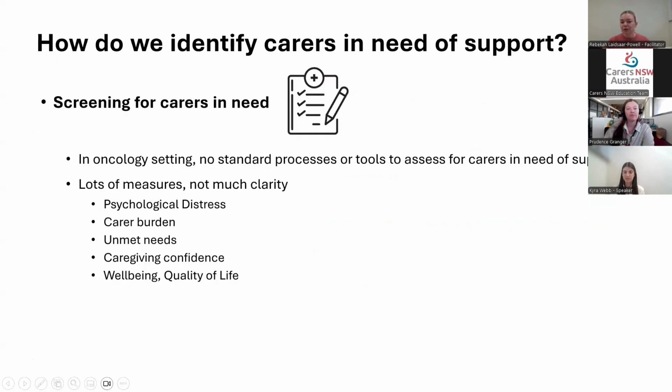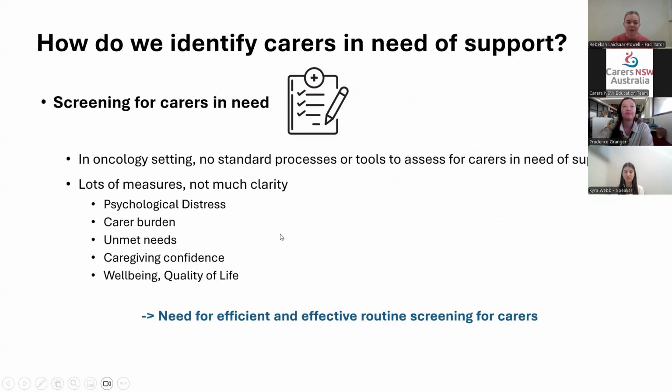One of the first questions we asked was, how do we identify carers in need of support? That's where screening tools come in. In oncology, as is the case in most carer settings, there are no standard processes or tools to assess carers in need of support in a clinical setting. There are lots of measures, as we've talked about today, but not much clarity on which ones to use and when. But we do know there's a need for efficient and effective routine screening to identify those carers that have really high levels of need.